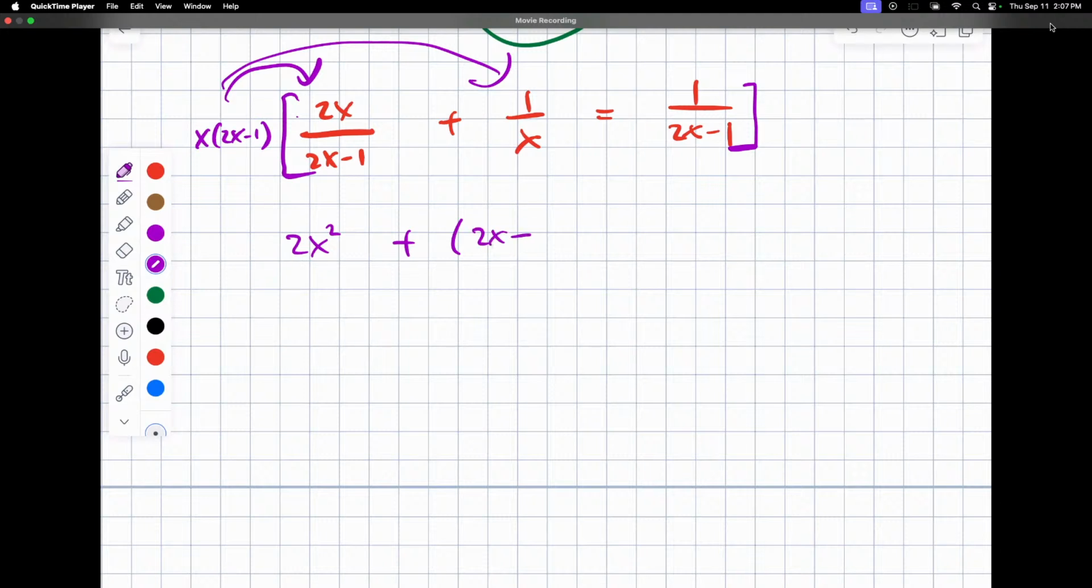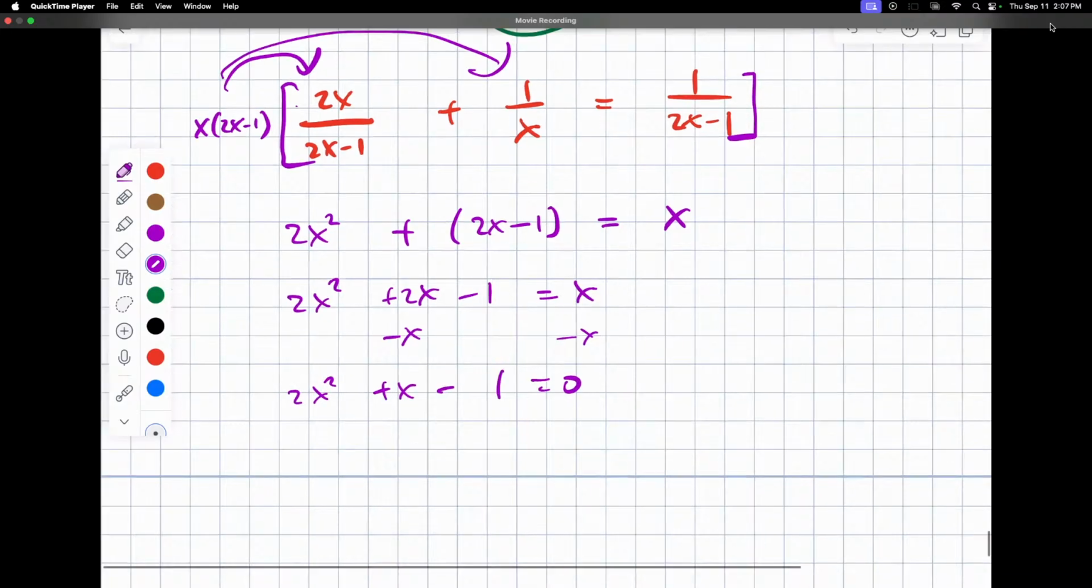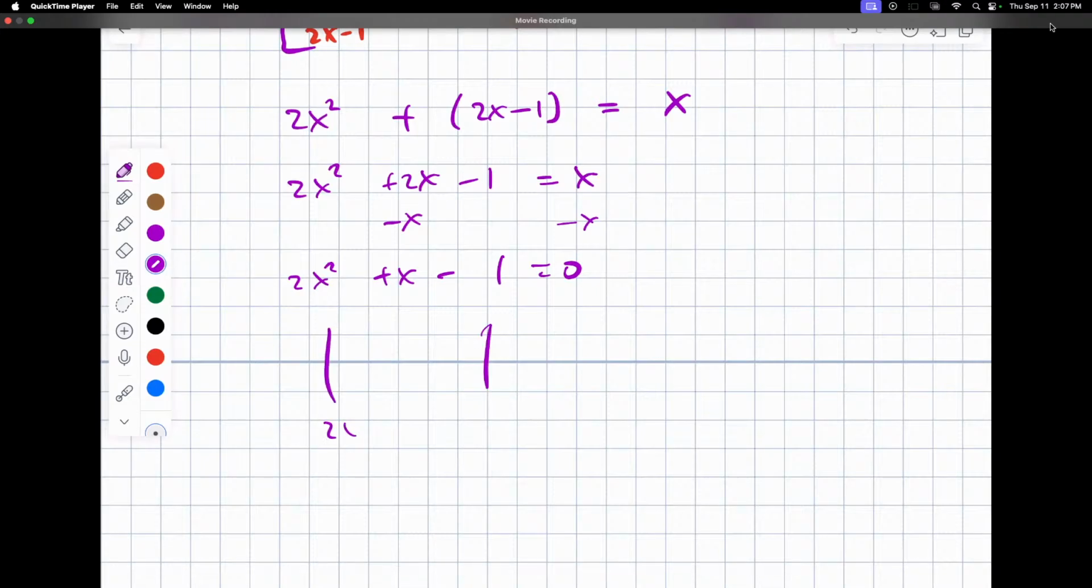So that's going to be 2x minus 1, right? And if I multiply it to the other side, that's equal to x. So it'll be 2x squared plus 2x minus 1 equal to x. Subtract x on both sides. That's going to be 2x squared plus x minus 1 equal to 0. You're going to have 2x squared, minus 1, and x, 2x and x, 1 and 1. One of them needs to be negative, the bottom one. So (2x minus 1)(x plus 1) is equal to 0.